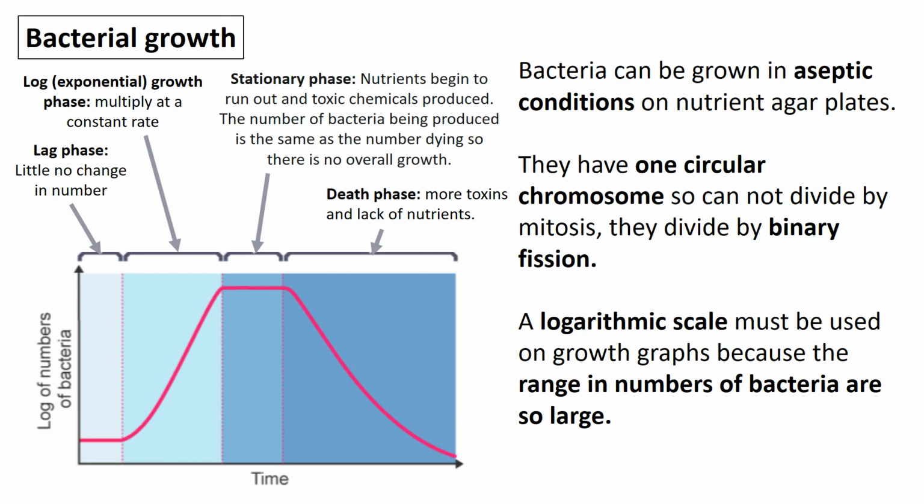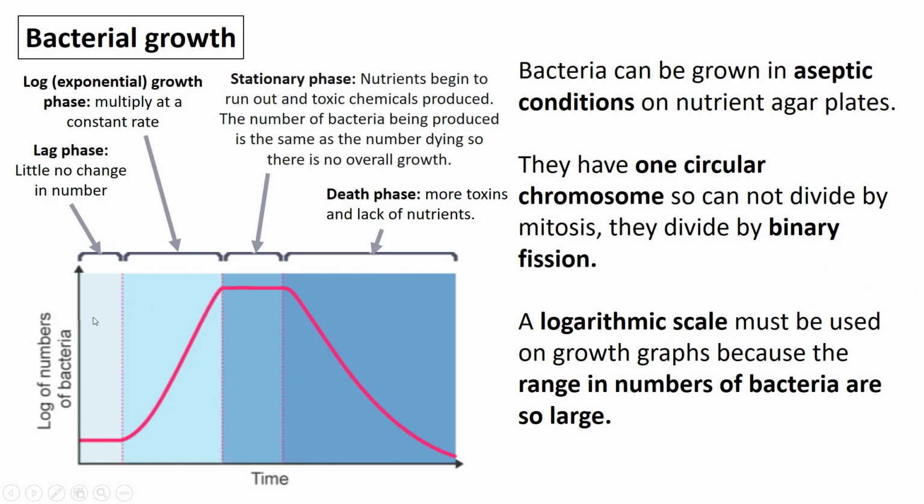Remember, bacteria have one circular chromosome, so they cannot divide by mitosis. They instead divide by the process of binary fission. And they divide so rapidly that if you are going to look at how quickly they grow, you have to use a logarithmic scale. And the reason you use this scale is because the range of numbers is so large. We start from like 1 or 2 bacteria to basically millions. So you are going to have a large range, and the only way to fit that growth onto a graph is to use a logarithmic scale.